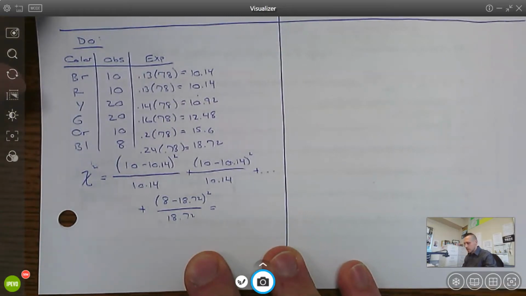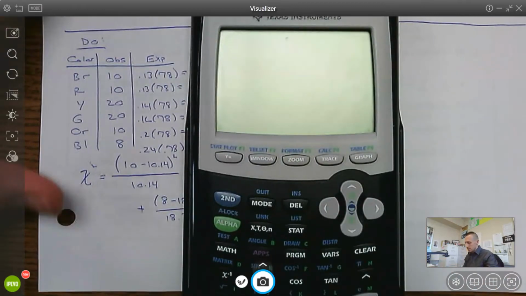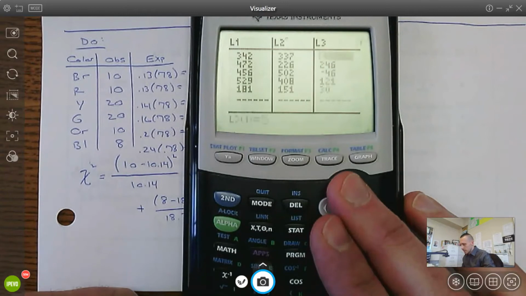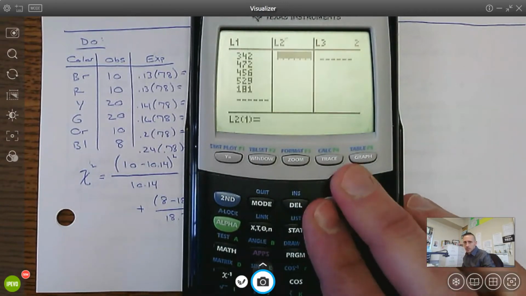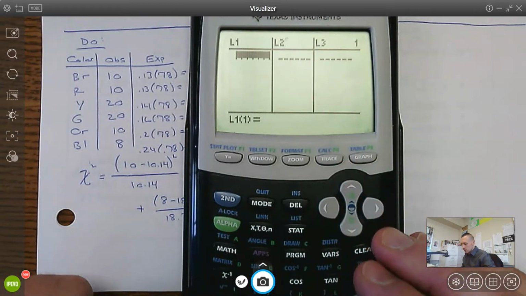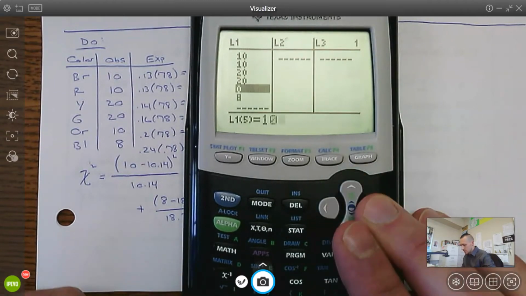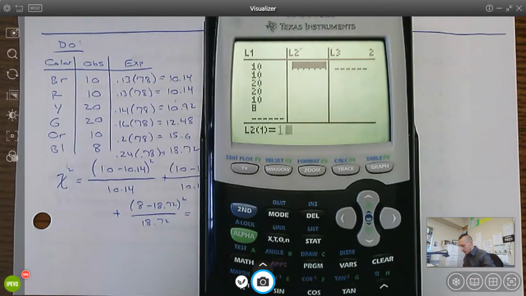I'm going to show you on the calculator how to do this. All right. I'm going to need to enter the data into lists. So I'm going to go to my lists. If need be, I'm going to clear these out by just highlighting the list, hitting clear, enter. So in list one, I'm going to put the observed counts 10, 10, 20, 20, 10, 8. And in list two, I'm going to put those expected counts. I'm not rounding these. They are what they are.